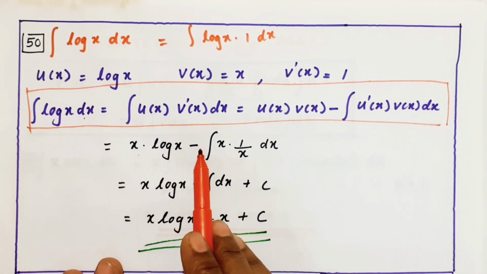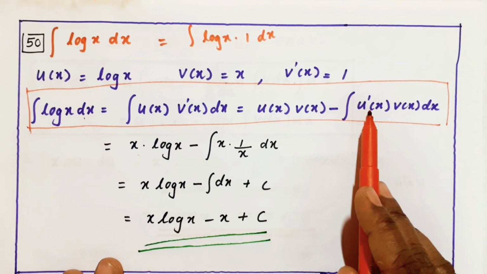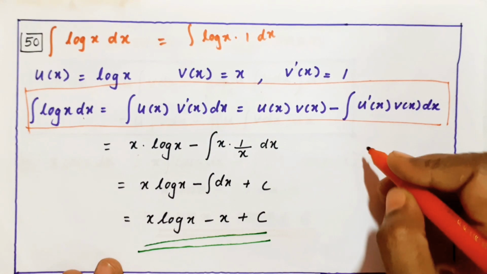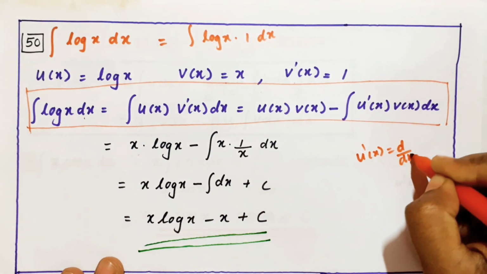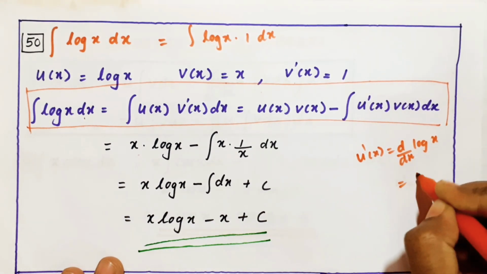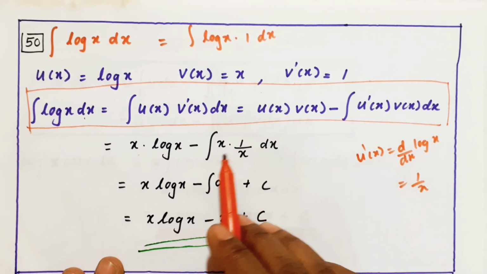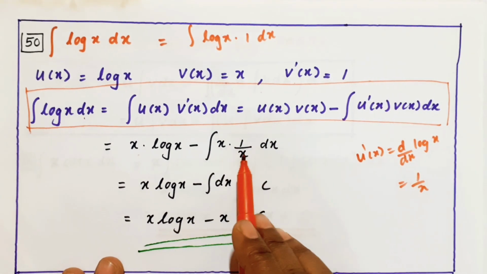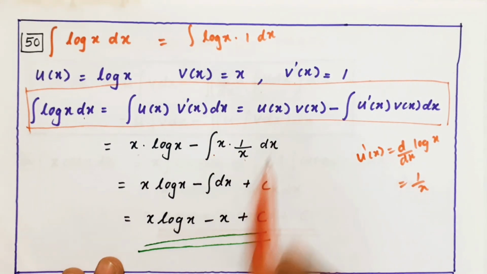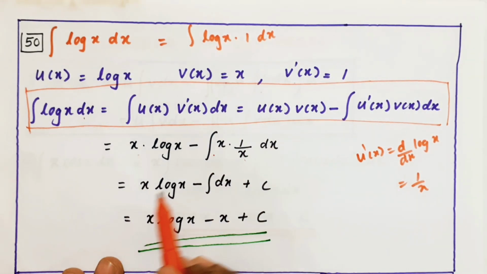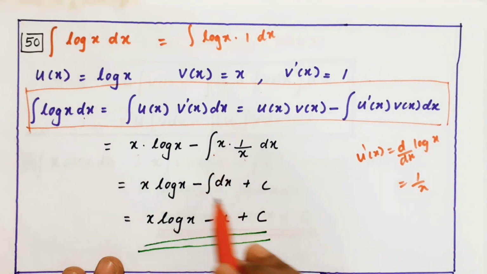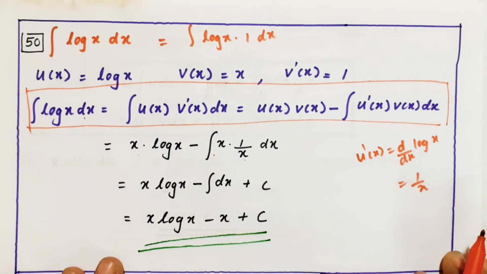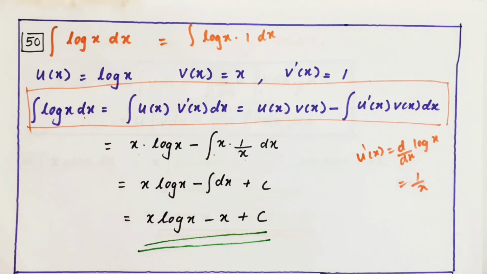x log x minus integral of u dash x. What is u dash x? U dash x is d by dx of log x. What is d by dx of log x? 1 by x. So u dash x is 1 by x into v of x is x dx. X gets cancelled. x log x minus integral dx plus c. So it's simple. What is integral dx? x. So x log x minus x plus c. Clear? So this question, you see, is a very important question.